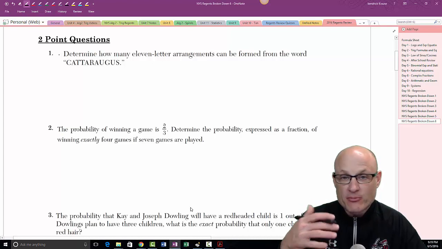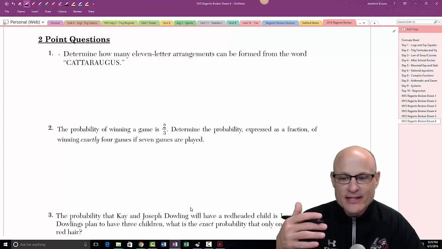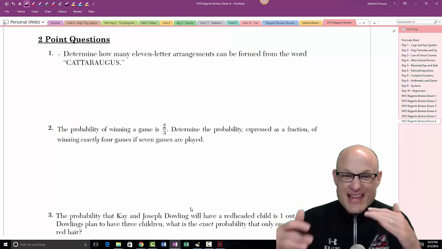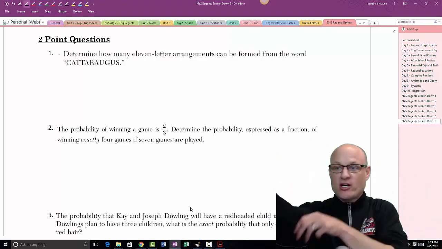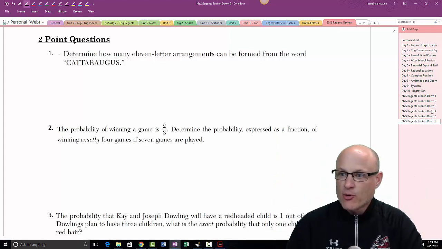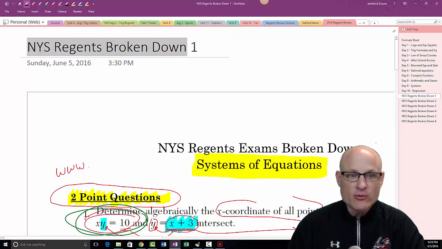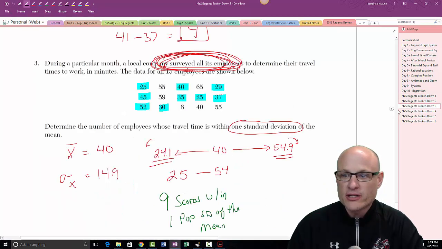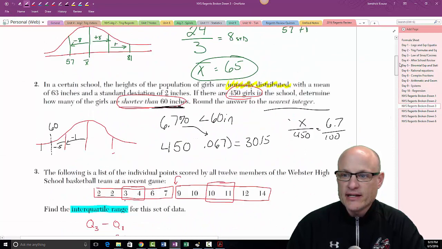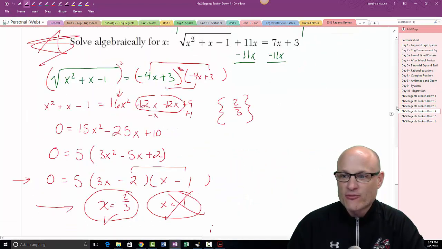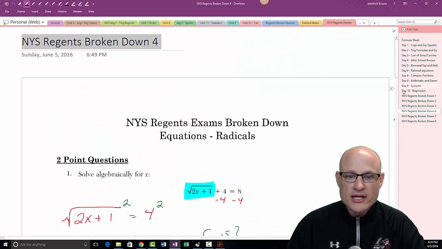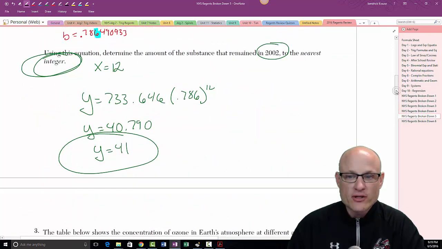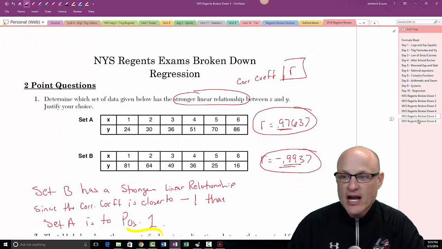So you've probably already done these problems before, but that's okay. If you see them again, it's fine, because a lot of what we see on the Regents exam just repeats itself. But now I've broken them down by topic. So on broken down 1, it looks like we did systems of equations. In broken down 2, we did solving inequalities. In broken down 3, I did statistics. And broken down 4 was solving radical equations. Broken down 5 was regression. And now we're going to do probability.